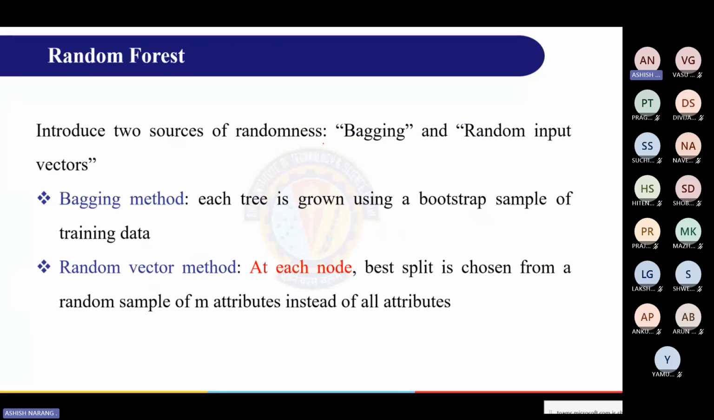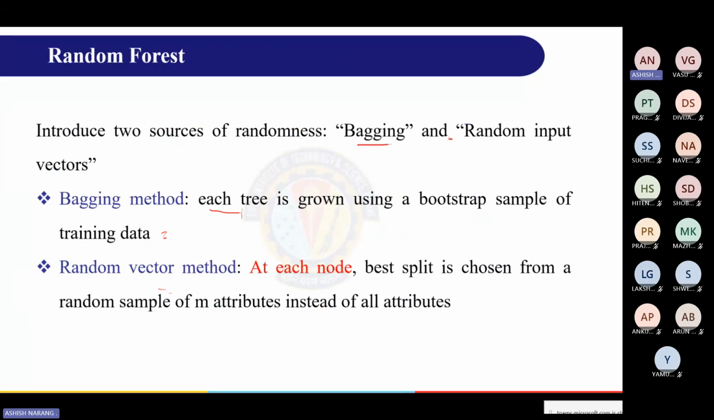What is the formula, right? Introduce two sources of randomness: one is bagging and the other is random input vectors. Each tree is grown using a bootstrap sample of training data. We know what a bootstrap sample is, right? With the random vector, at each node the best split is chosen from a random sample of m attributes instead of all. So we are doing some feature selection for every tree also, right?